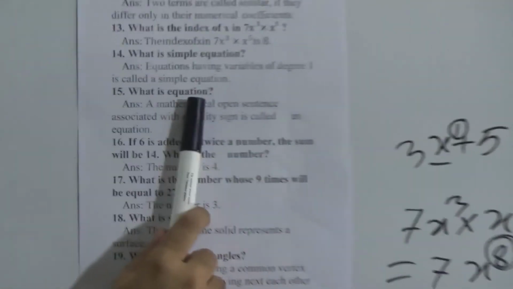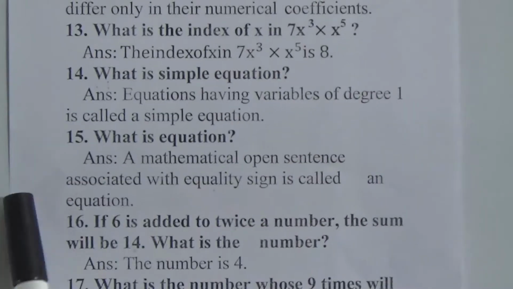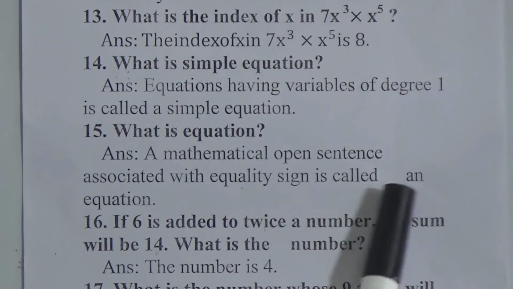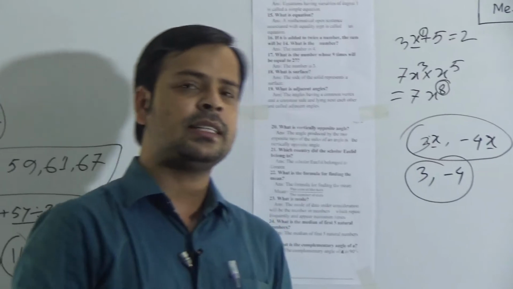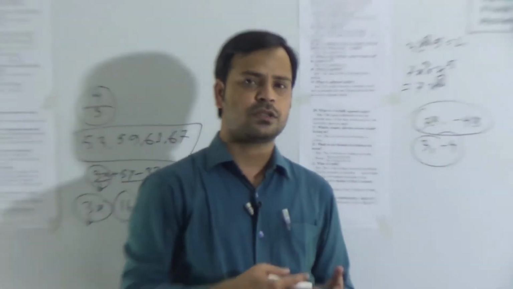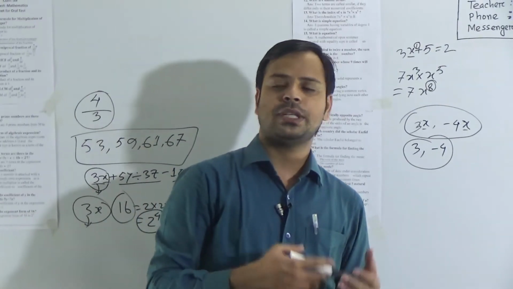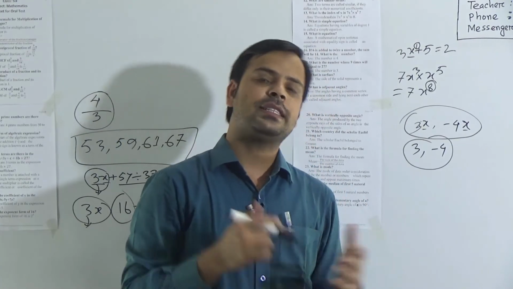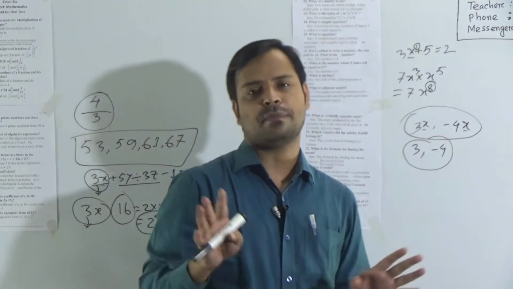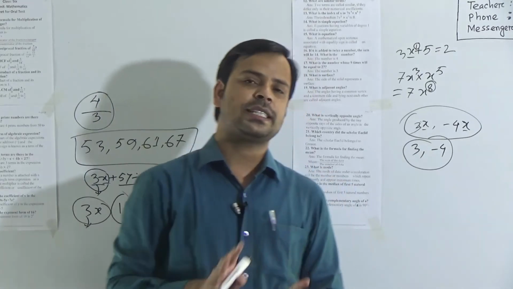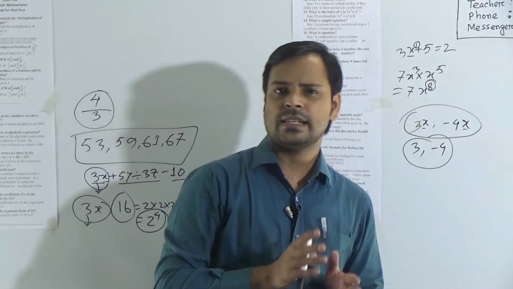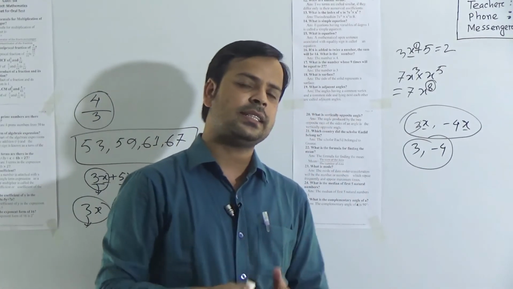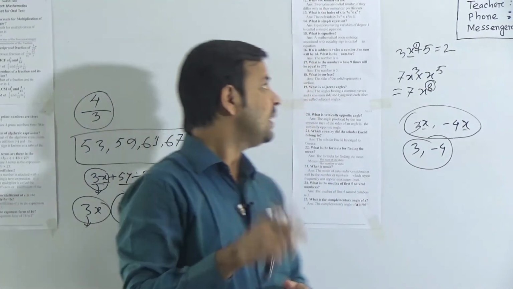What is an equation? A mathematical open sentence associated with equality sign is called an equation. Dear students, you know a mathematical open sentence. It means a mathematical sentence which may be true or false, but we can't determine whether it is true or false. If that open sentence is associated with equality sign, that sentence is known as a mathematical equation.